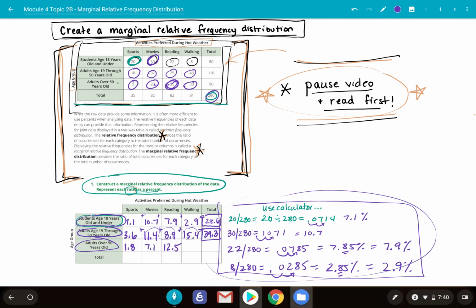And then last is 30 out of 280 because that's our walking. I keep saying 180, I'm sorry. So that's going to be 10.7%. And then I'll add these to get this total. 10.7 plus 12.5 plus 7.1 plus 1.8 is 32.1.